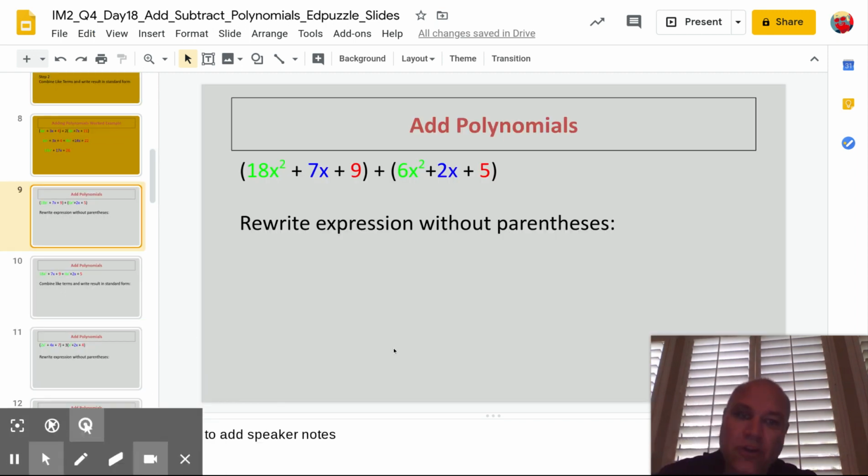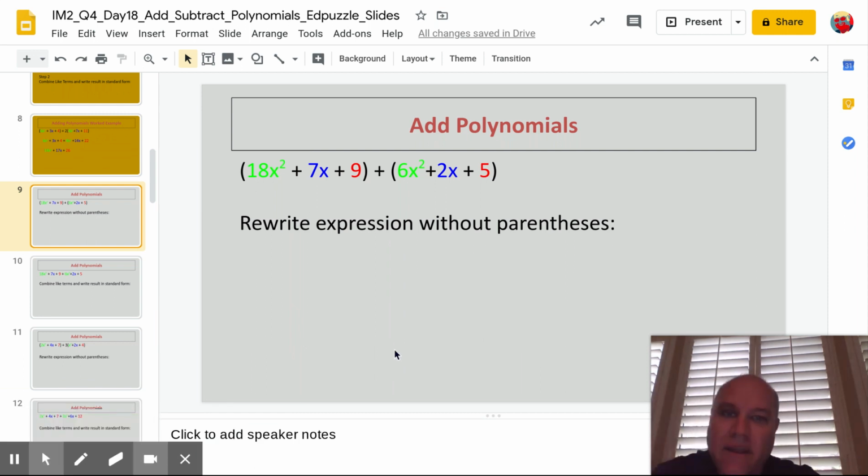I would like you to rewrite this polynomial without the parentheses. When you type it in, remember, use the caret key to show an exponent. So when you go x caret 2 for the x squareds, the caret key is the shift 6 key on your keyboard.